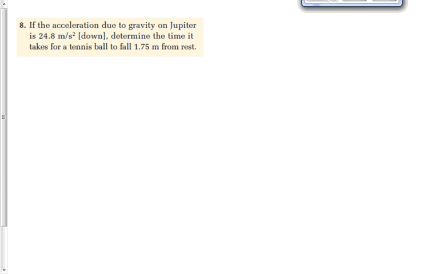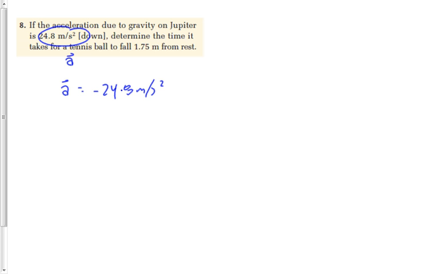Determine the time it takes for a tennis ball to fall 1.75 meters from rest. So this is A. We'll make it negative 24.8 meters per second squared because it does cause things to speed up as they fall. The displacement would be negative 1.75 meters. And it says from rest, so VI would be 0. We're looking for T. How long will it take? A, D, VI, and T. What do you want to try here? Maybe this one? Yeah, Louis, go ahead.